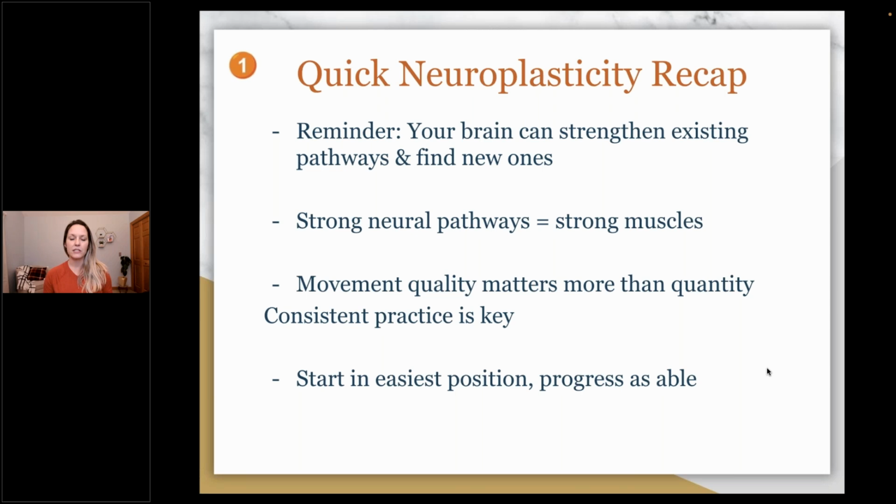The best way to strengthen your neural pathways and to find new neural pathways is through repetition of the desired movement. So if you can't do a lot of repetitions because the exercise is too hard, then you're not giving yourself too many opportunities to find or strengthen that neural pathway. But if you modify and you do that exercise in an easier position, therefore you can do lots of repetitions, that's lots of opportunities for your brain to strengthen or find a neural pathway.